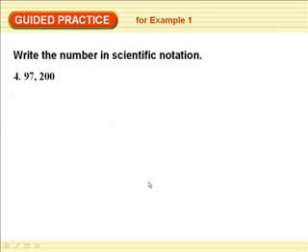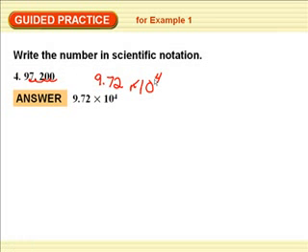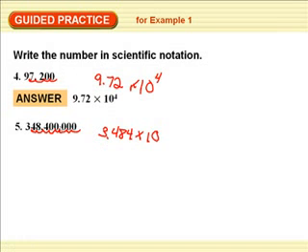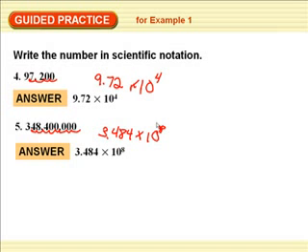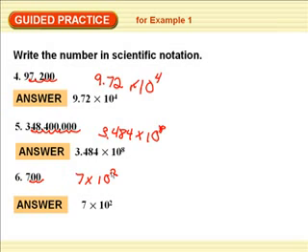Okay, write the number in scientific notation. Again, we're still practicing. There's a lot of these. So I go 1, 2, 3, 4, because 9.72 is a number between 1 and 10, times 10 to the 4th power. I moved it over 4 places. This one, again, 1, 2, 3, 4, 5, 6, 7, 8. So the number's 3.484 times 10 to the 8th. Then 700. I go 1, 2, so it's going to be 7 times 10 to the 2nd because I moved it 2 places. Those should be pretty easy.